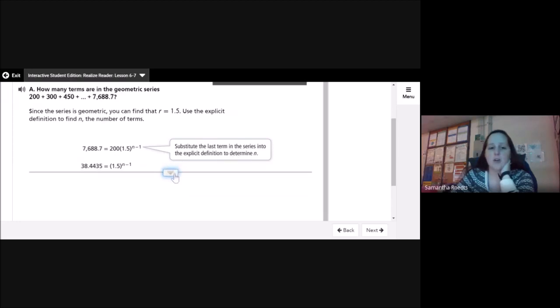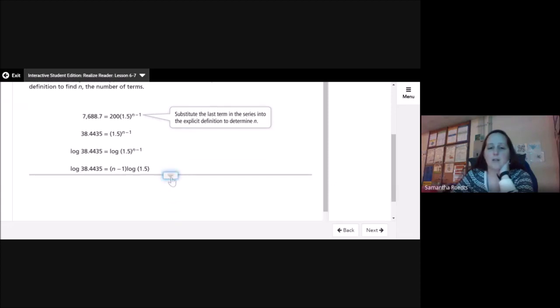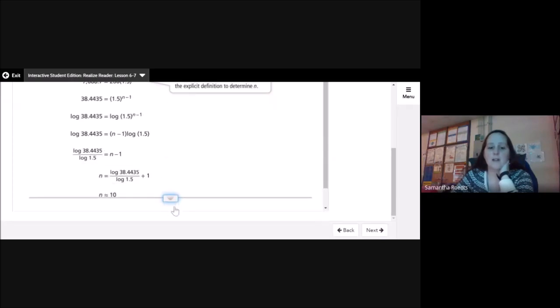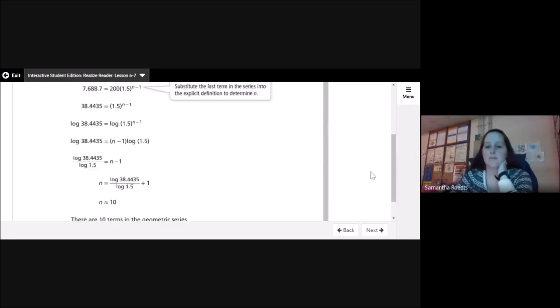Divide both sides by 200. Take the log of both sides. Remember, I can bring the n minus 1 down front, the power property. So I get log 38.4435 divided by log 1.5, and then I'm going to add 1 to that. So it's approximately 10. So there are 10 terms in the geometric series.